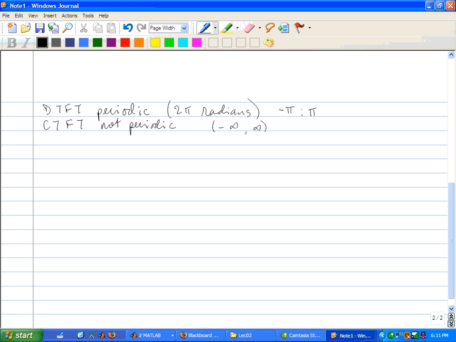Let me see if I have anything else on my list. On the similarities, I had two. One is that they both produce a function that's continuous in frequency. The other is that they're both estimating the frequency content of the signal. So under similarity, we put both produce a continuous function, and both can produce a complex function.